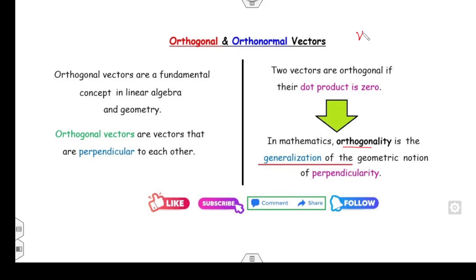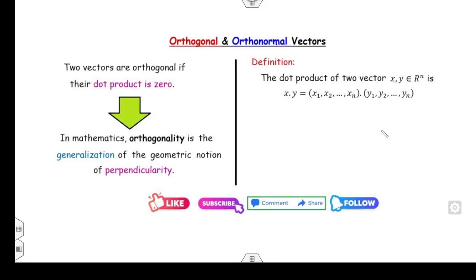But what will happen if you have three vectors v1, v2 and v3? Then it is not easy to define the perpendicularity between them. So in order to address perpendicularity for more than two vectors, we can utilize the concept of orthogonality. What is the meaning of that? First of all, we can define a few definitions.